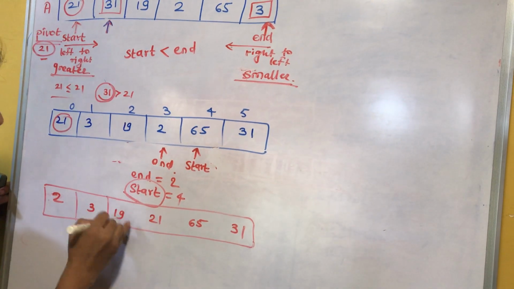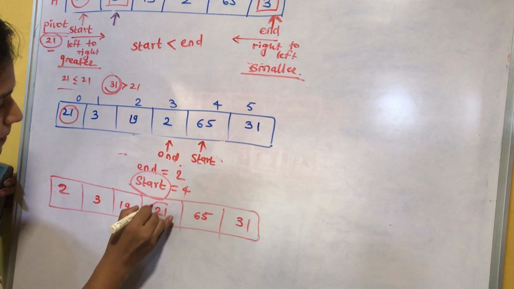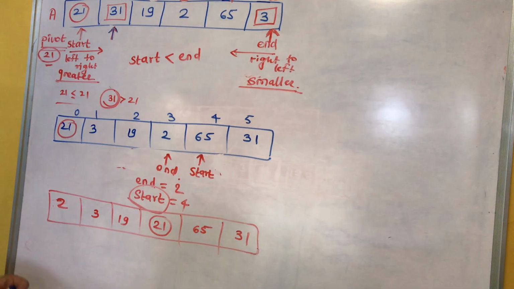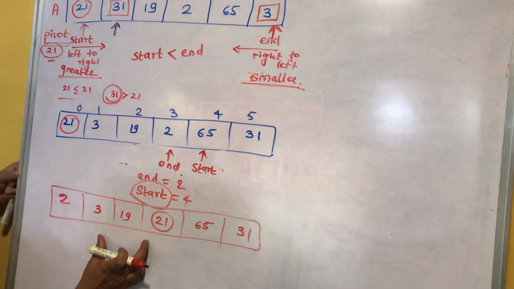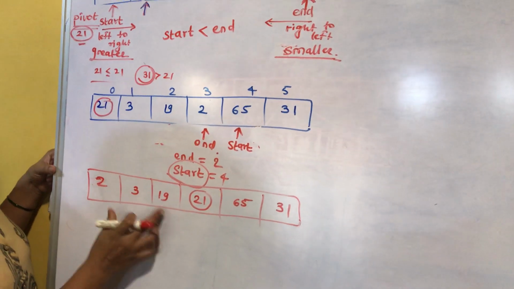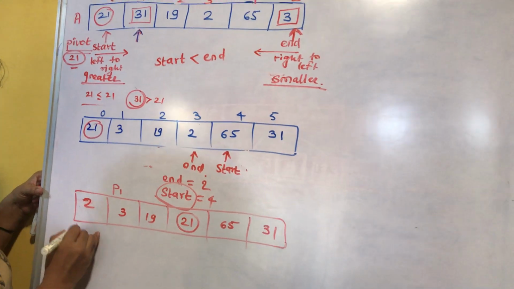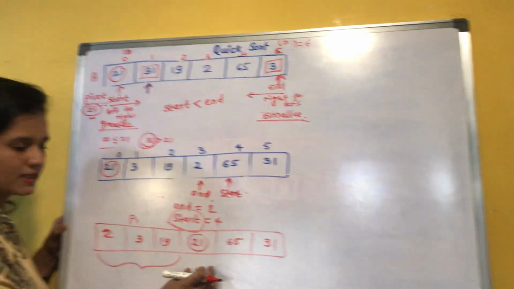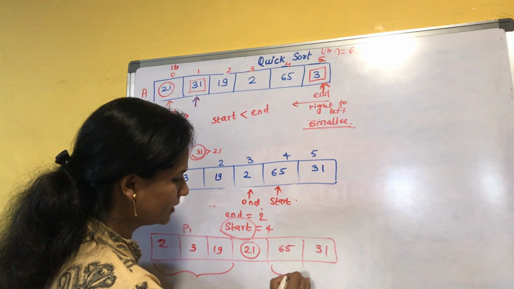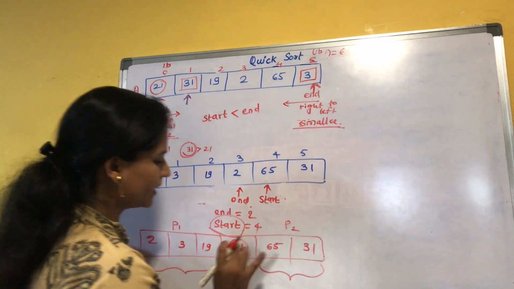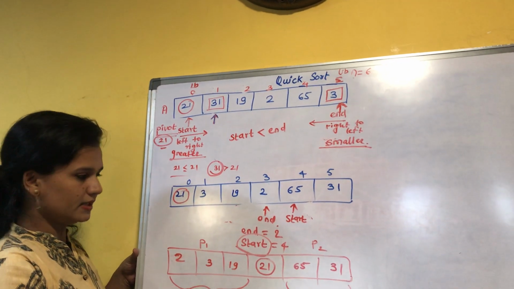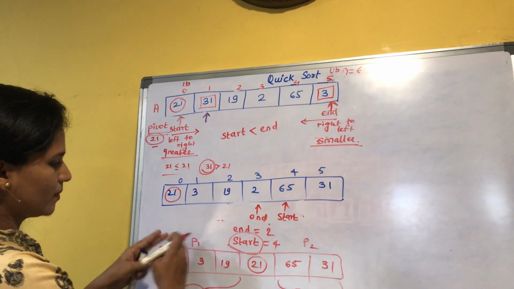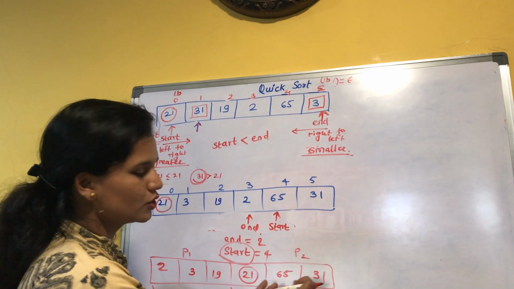Which one was your pivot element? This was your pivot element 21, isn't it? Now see, all the elements which are present in this partition, partition 1, are smaller than 21, isn't it? And all the elements in this partition P2 are greater than 21, isn't it? We have got partition 1 and partition 2.